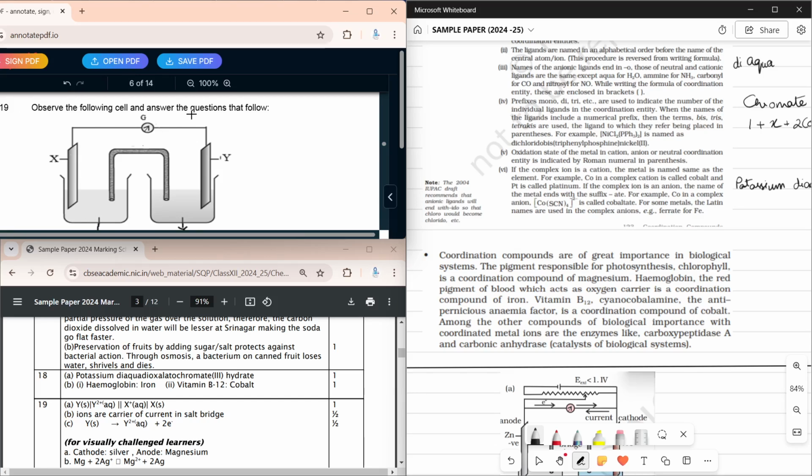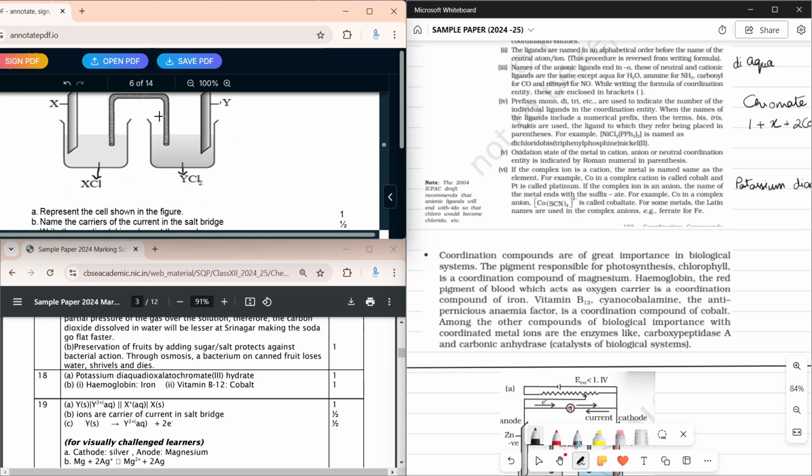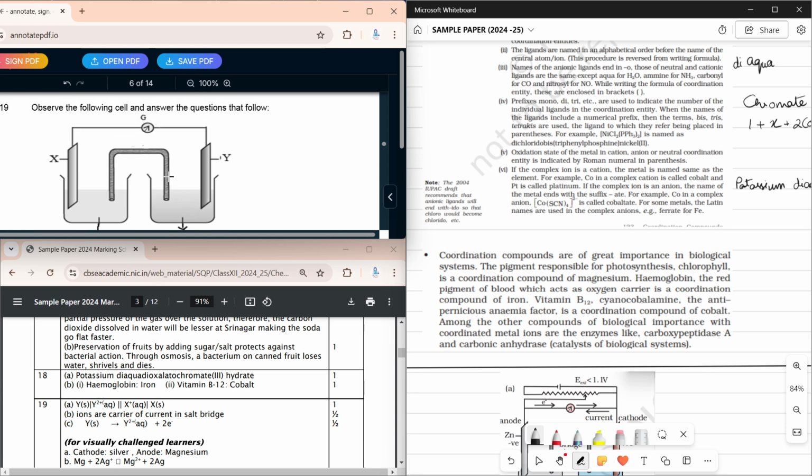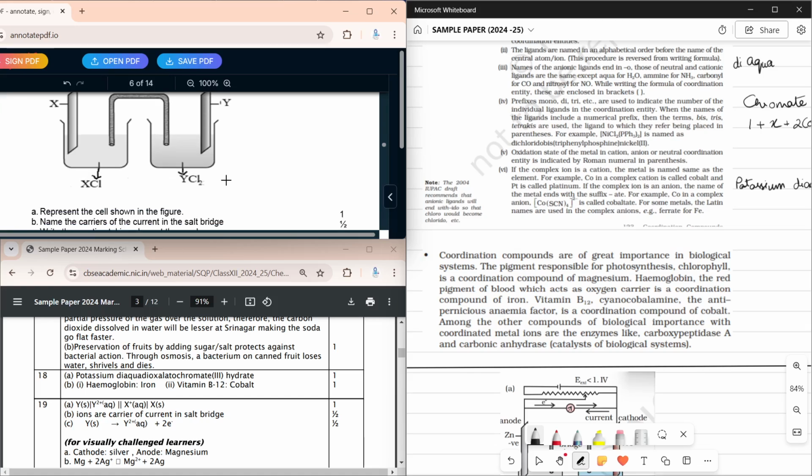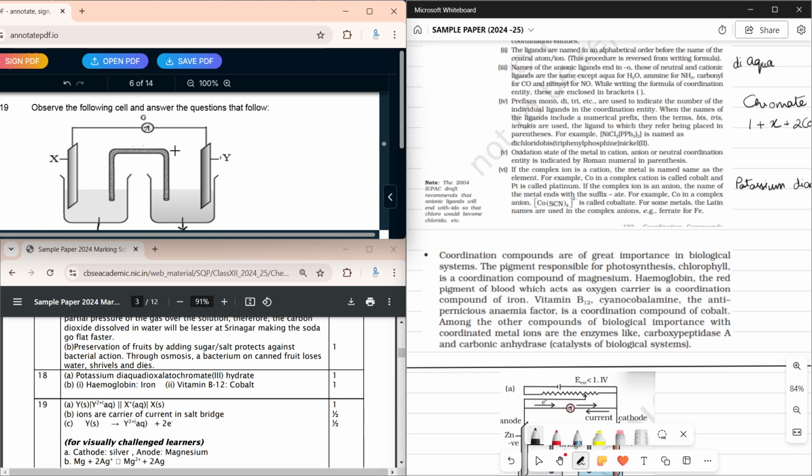Observe the following cell and answer the questions below. So we've been given this cell and we need to answer these questions, right? Now, the first question is represent the cell shown in the figure. So for the representation of a particular cell, we need to figure out what the anode, cathode, and the salt bridge are. Now my issue with this is that we've not been given the direction of the current. And that's fine, we can try and figure it out.